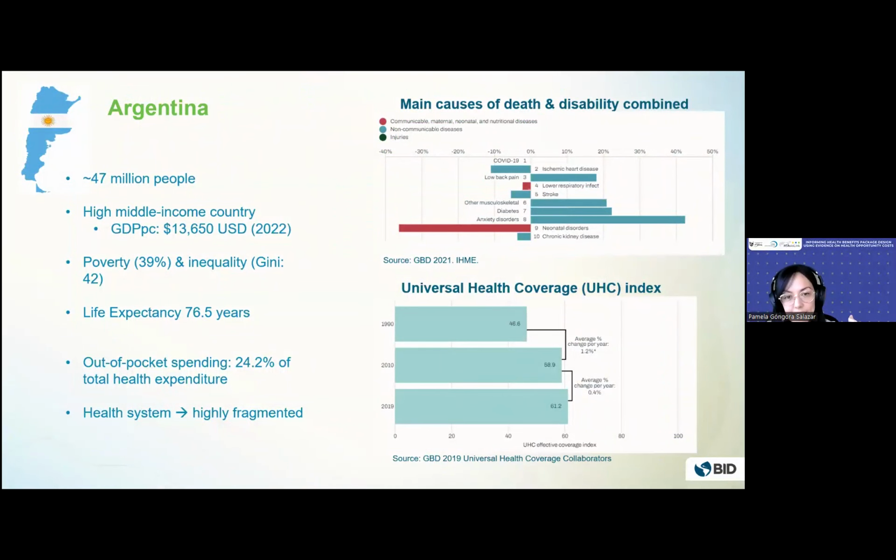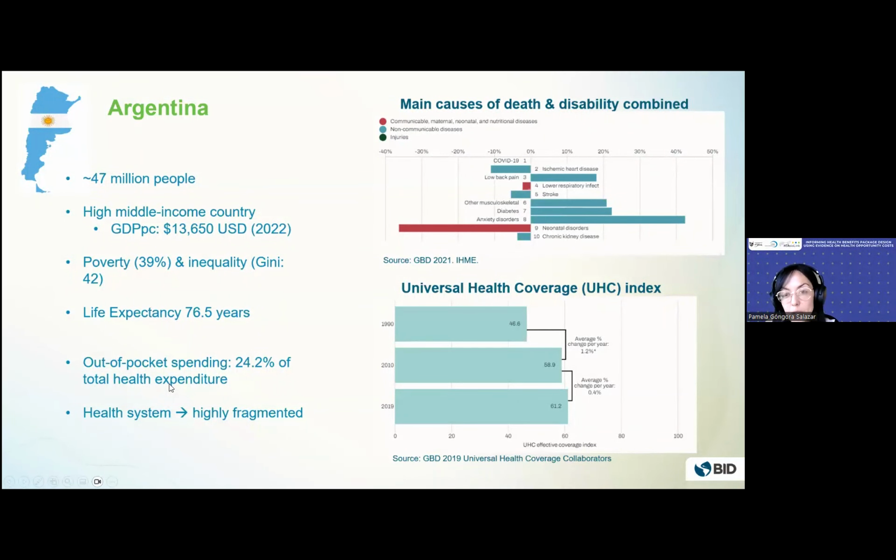For Argentina, it's a high middle income country. You can see based on the global burden of disease that, again, non-communicable diseases, as in most of the countries, are at the top. However, neonatal disorders is not in the top 5, but it's in the top 10, despite the improvement that we have seen over the years.